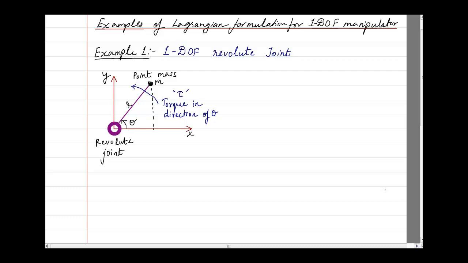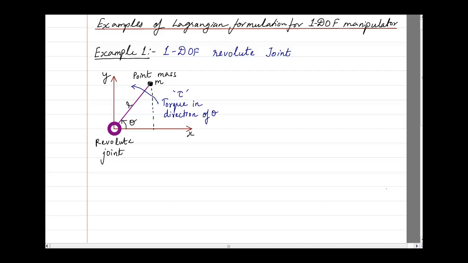In your syllabus itself, it is written that Lagrangian formulation only for 1 degree of freedom needs to be done. So that is what we are going to do. First, we will take the case of a revolute joint. Then we will look at the case of a revolute joint wherein there is a motor which has a gear system. And next we will look into a prismatic joint. So these are the three examples that I wish to take.